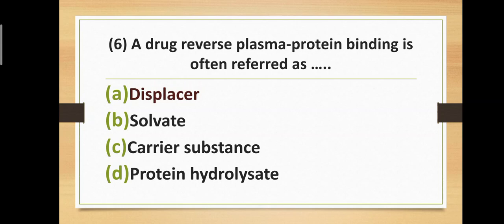Question number 6. A drug reverse plasma protein binding is often referred as option A displacer, option B solvate, option C carrier substance, and option D protein hydrolyzate. So correct answer is option A displacer. A drug reverse plasma protein binding is often referred as a displacer.